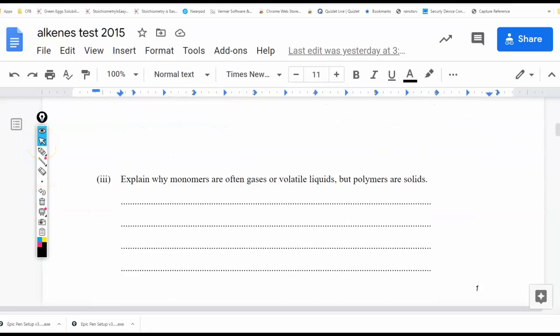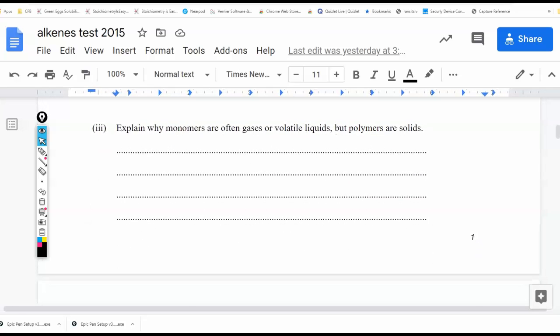Okay. Explain why monomers are often gases or volatile liquids, but polymers are often solids. Monomers are very small, small carbon chains.